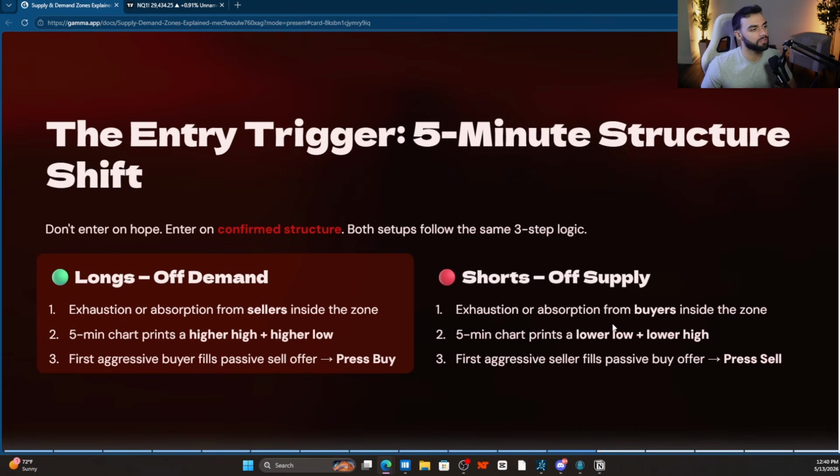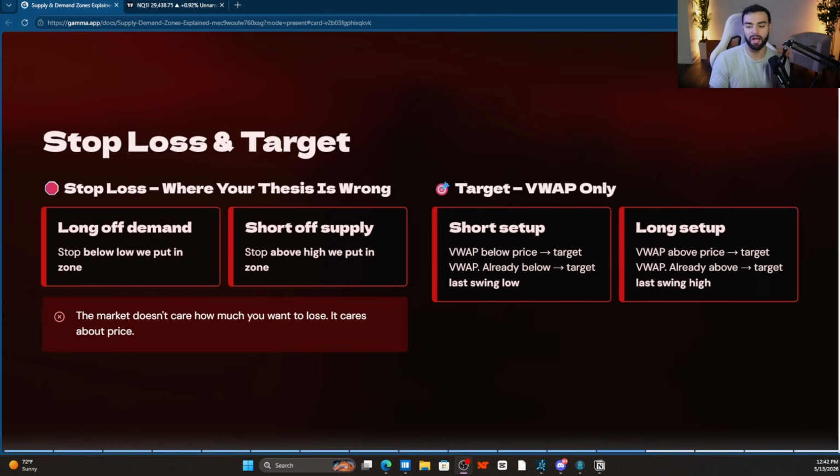So for shorts off supply, what I just showed you, we'll wait for exhaustion, we'll wait for absorption inside the zone, then we wait for the 5-minute chart to print a lower low and a lower high. And that first aggressive sell that fills a passive buy offer, right, and makes an aggressive bid below, I will press sell. So, stop loss and take profit.